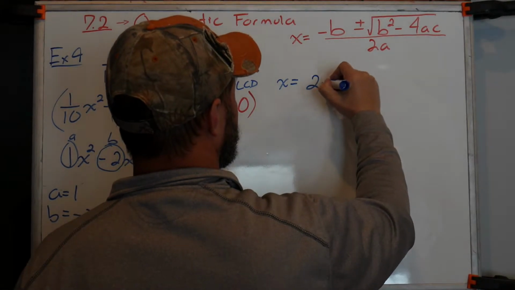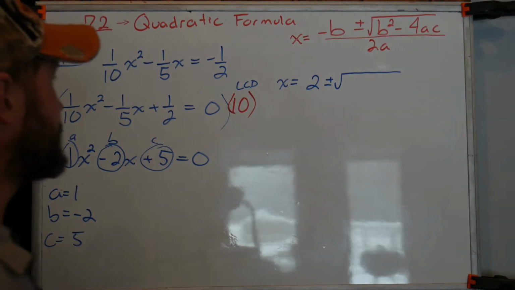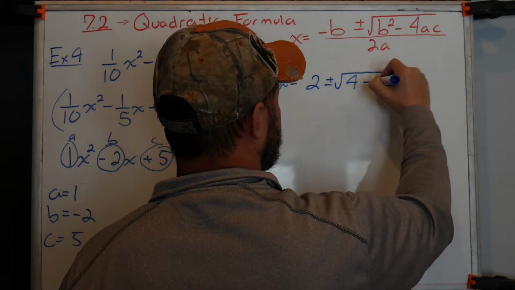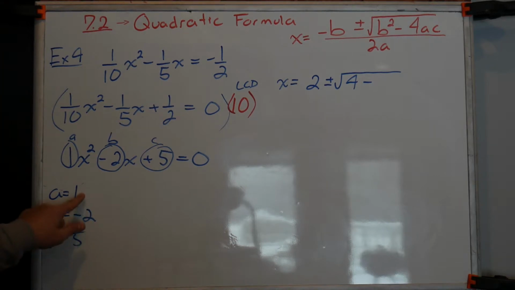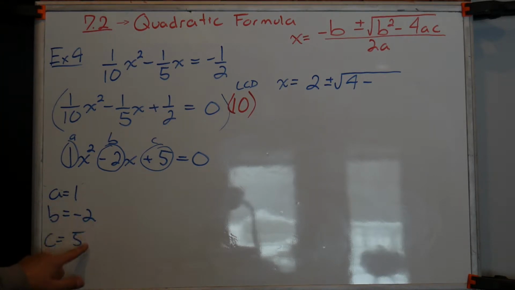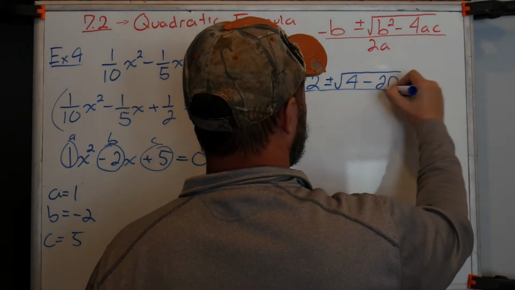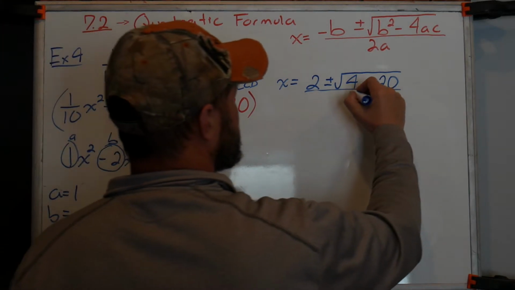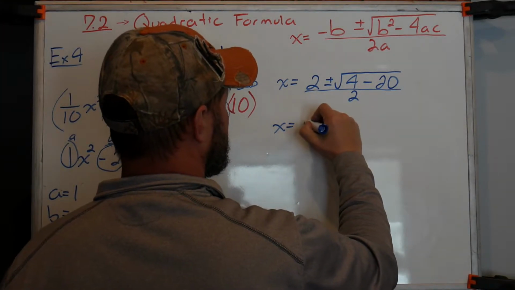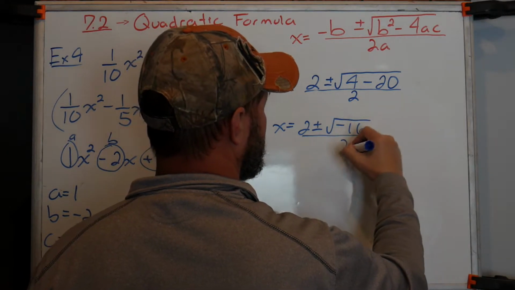So a negative negative 2 plus or minus the square root of b squared. So 2 squared is 4 minus 4ac. 4 times 1 is 4 times 5 is 20. So minus 20. All over 2a. In this case, a is 1. So all over 2. So x equals 2 plus or minus the square root of negative 16 all over 2.